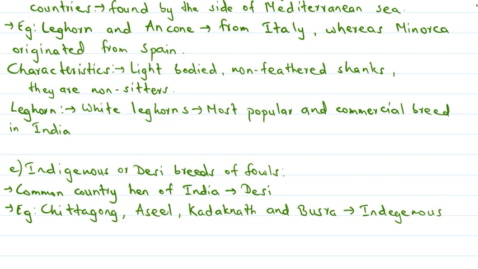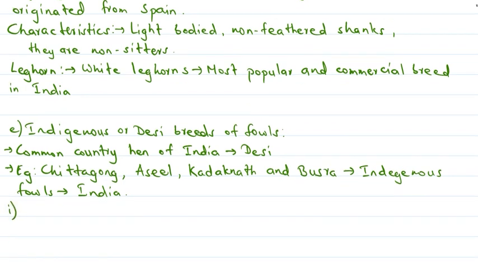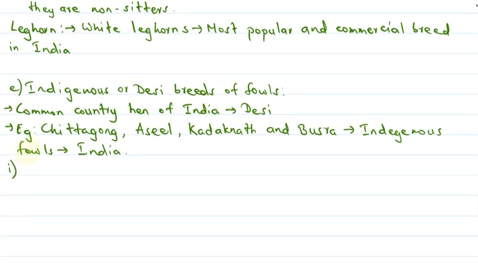Indigenous fowls that are found in India. Okay. Now let's talk about each of them separately. First, let's talk about Chittagong. Alright. So the Chittagong breed is largely found in West Bengal.